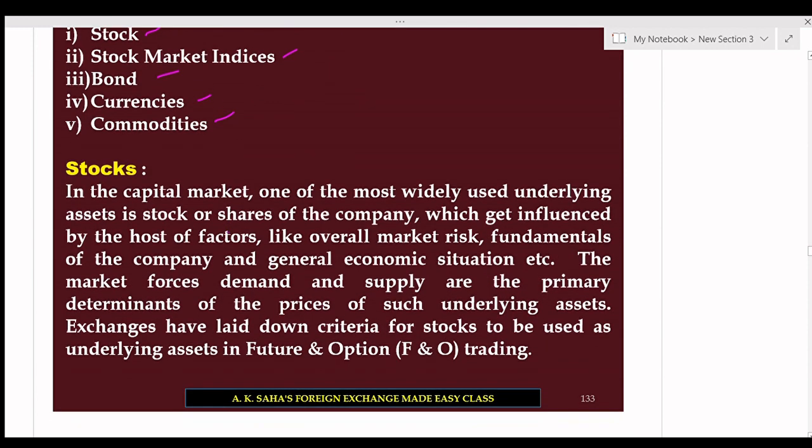In the capital market, one of the most widely used underlying assets is stock or shares of the company, which get influenced by a host of factors like overall market risks, fundamentals of the company, and general economic situation, etc. The market forces, demand and supply, are the primary determinant of the prices of such underlying assets. Exchanges have laid down criteria for stocks to be used as underlying asset in futures and options, F and O, trading.